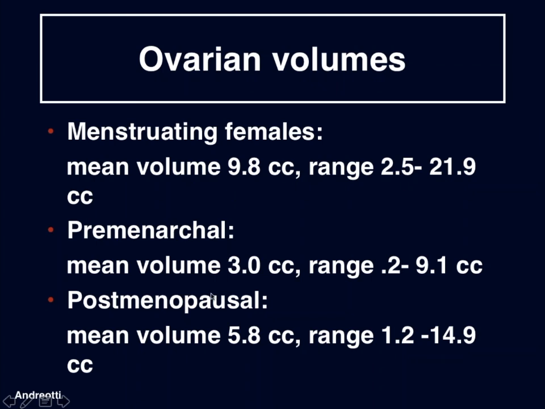In the premenarchal patient, the mean volume is about 3 cc's, with also a pretty large range, up to about 9 cc's. And in the postmenopausal female, the mean volume is about 5.8 cc's, with a range of about 1.2 to 14.9 cc's.